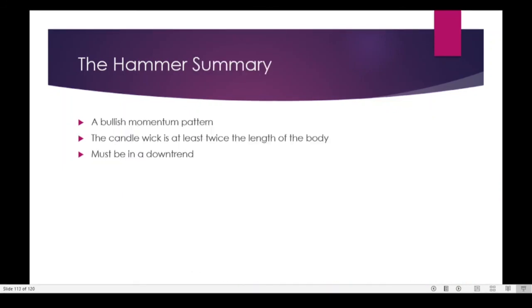Now, here's a quick summary of the hammer candlestick. Remember, it's a bullish momentum pattern. The candle's wick must be at least twice the length of the body, and the hammer must be in a downtrend.